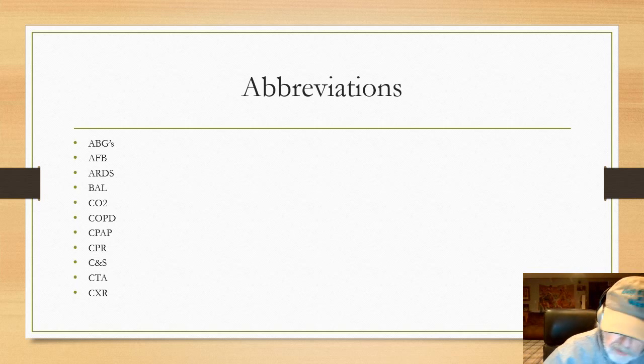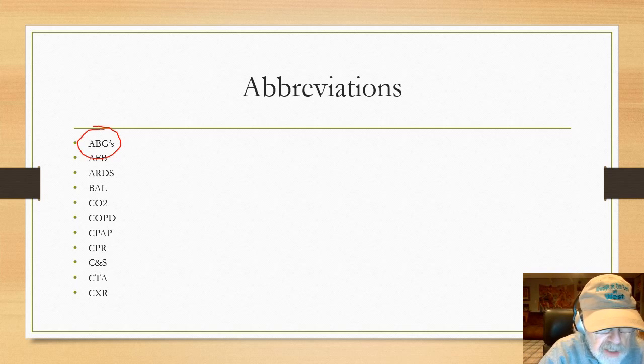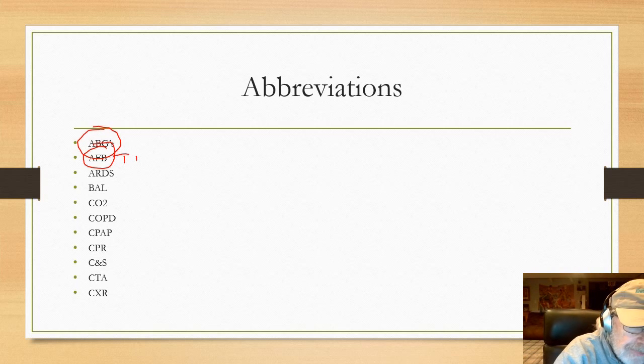Okay, first of all, ABGs, arterial blood gases. I think that's a really important one. AFB stands for acid-fast bacteria, and that means TB. ARDS, acute respiratory distress syndrome. I think that's something that you might want to think about. CO2, you know, is carbon dioxide. COPD, chronic obstructive pulmonary disease. CPR, cardiopulmonary resuscitation. This one right here, CNS.